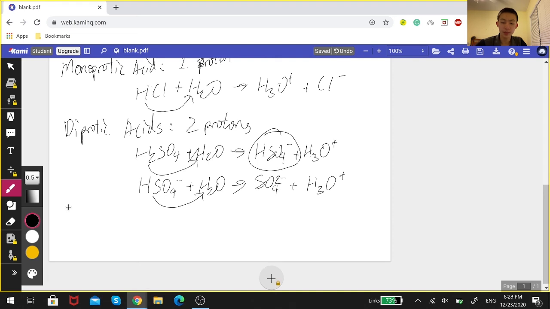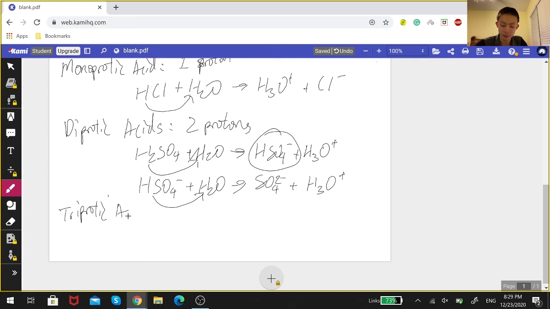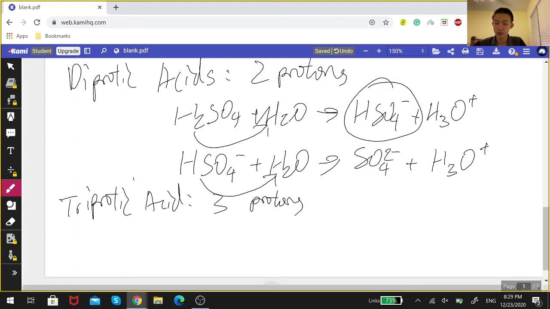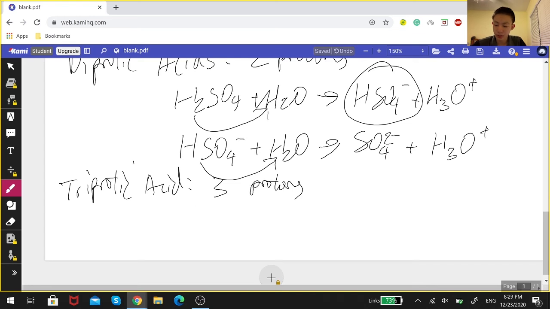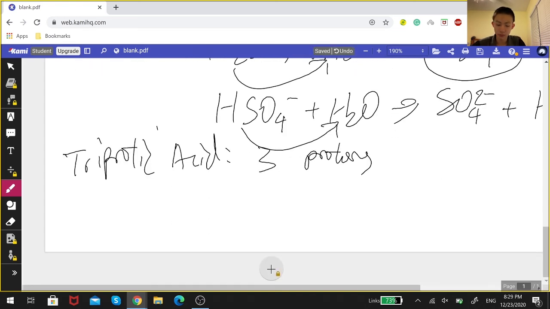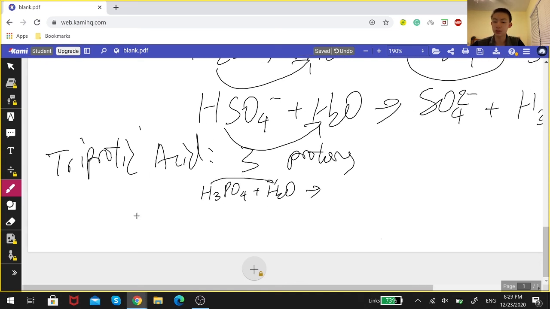And our final type is triprotic acid. And now this has 3 protons. Now I'm going to zoom in a bit to show you the last example. So let's say we have H3PO4 plus H2O.